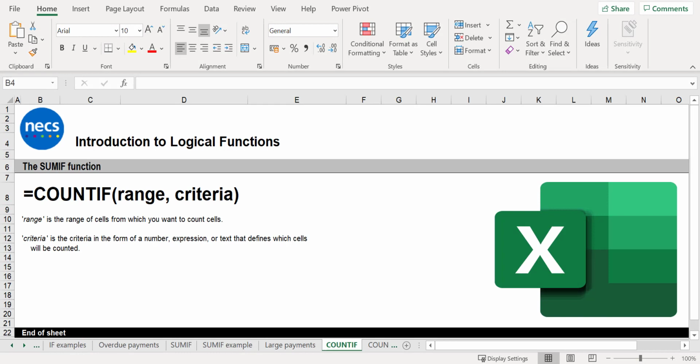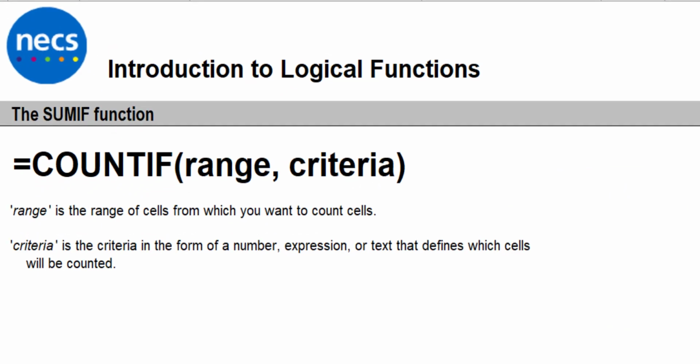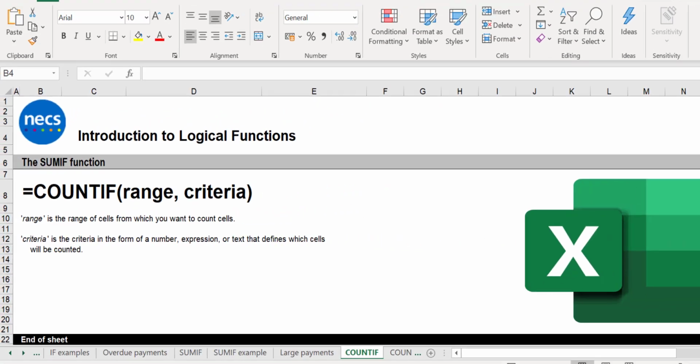The COUNTIF function is used to count the number of values in a range that meets criteria that you specify. COUNTIF is made of two parameters. The first parameter, range, is the range of cells you require to be evaluated. The second parameter, criteria, is the criteria that defines which cells will be counted.